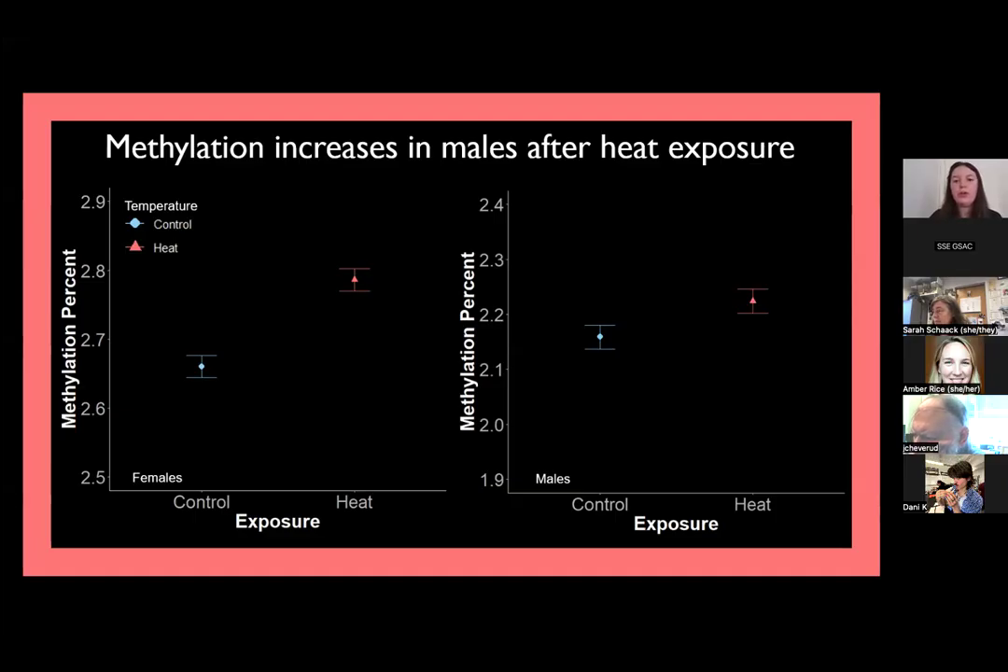Additionally, what's really cool is that we did this obviously in the pupal and adult life stages. And so it allows future comparative work on life stage differences in methylation in response to heat. So perhaps all life stages in insects, or in Lepidoptera, when exposed to heat have increases in global methylation.